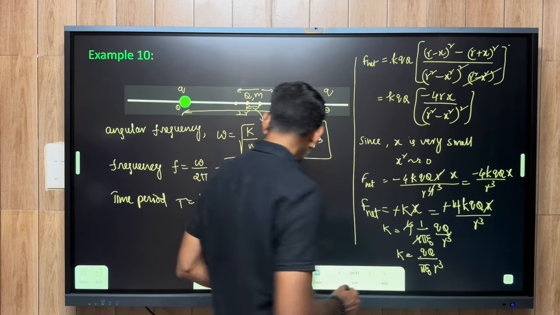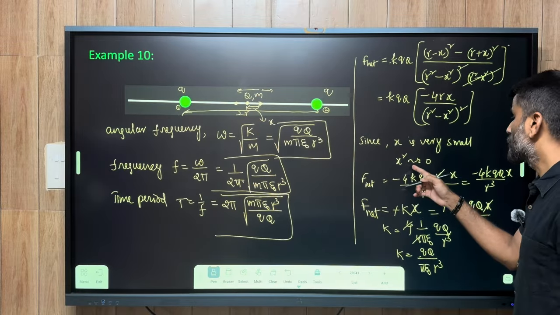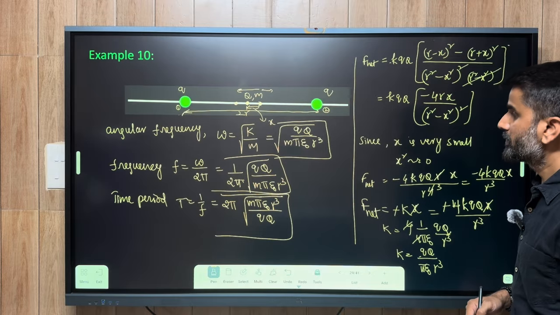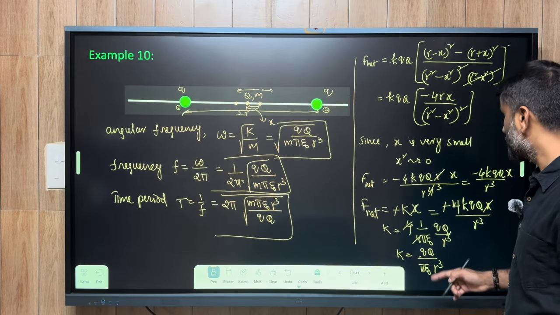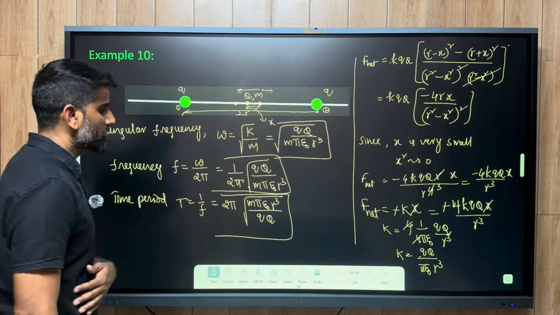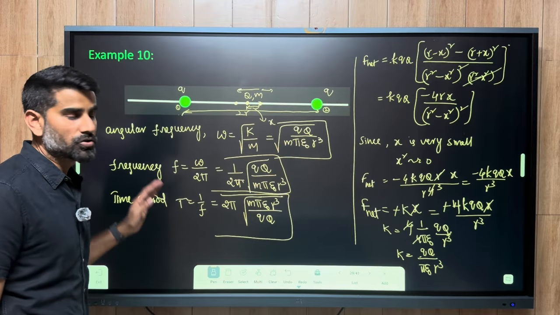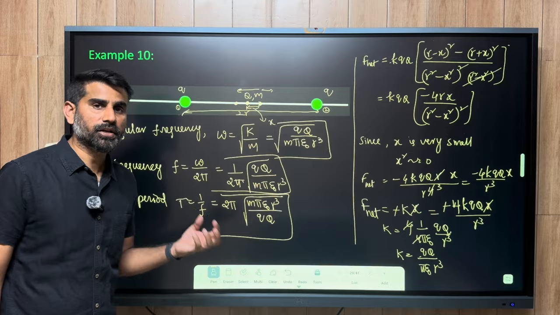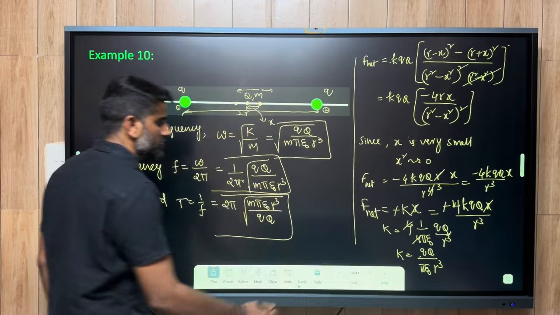Did I make anything wrong in between the calculations and all? Since x is very small, x square can be 0. So if x square is 0, then did I leave anything? Okay, everything is clear here, right? 2 pi root over m pi epsilon naught r cube divided by q into capital Q, right? So this is how we can find the time period of oscillations made by the particle which is in stable equilibrium. Okay, now let's move on to the next example.